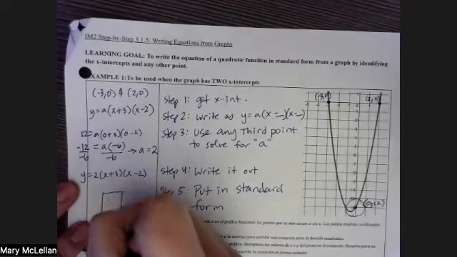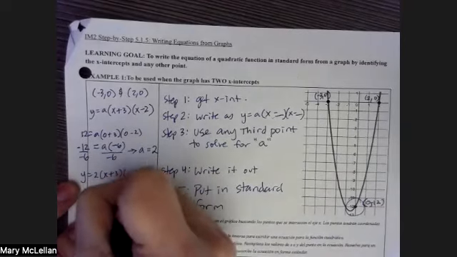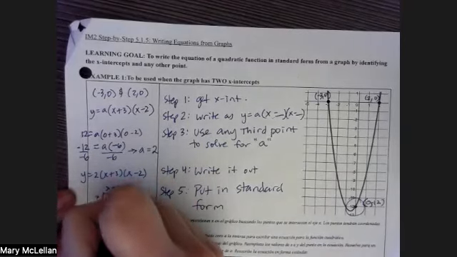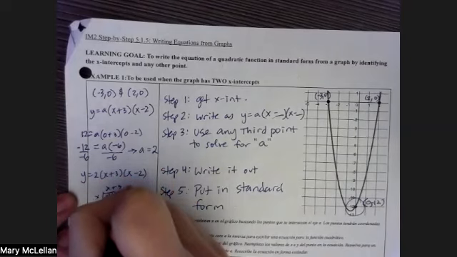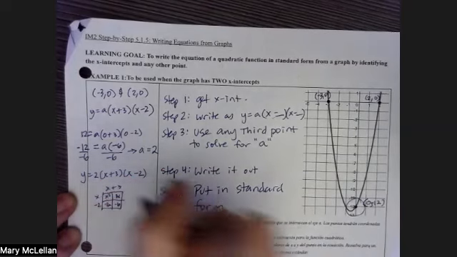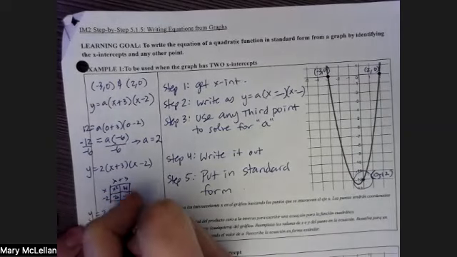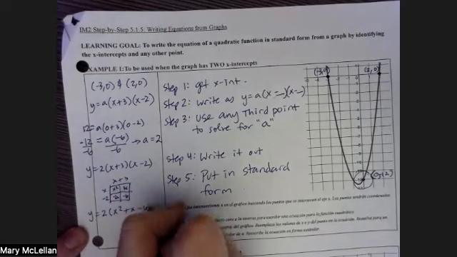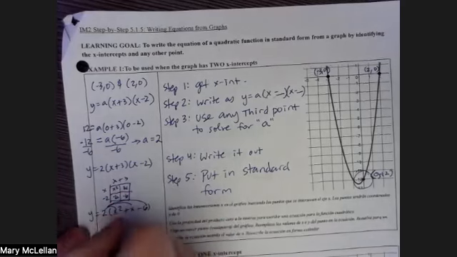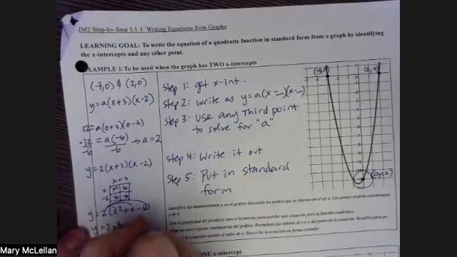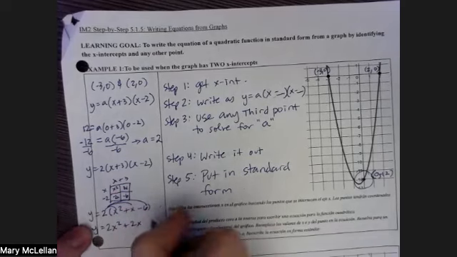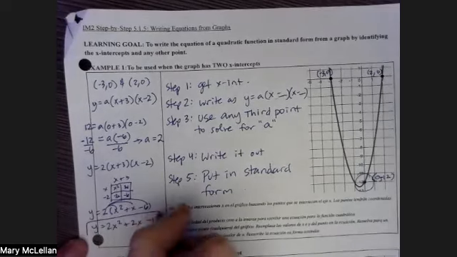So I need to multiply out my factors. This is x plus 3 and x minus 2: x squared, 3x, -2x, -6. I get y equals 2 times x squared plus x minus 6. Multiply the 2 to each term. I have y equals 2x squared plus 2x minus 12, and that's my final answer.